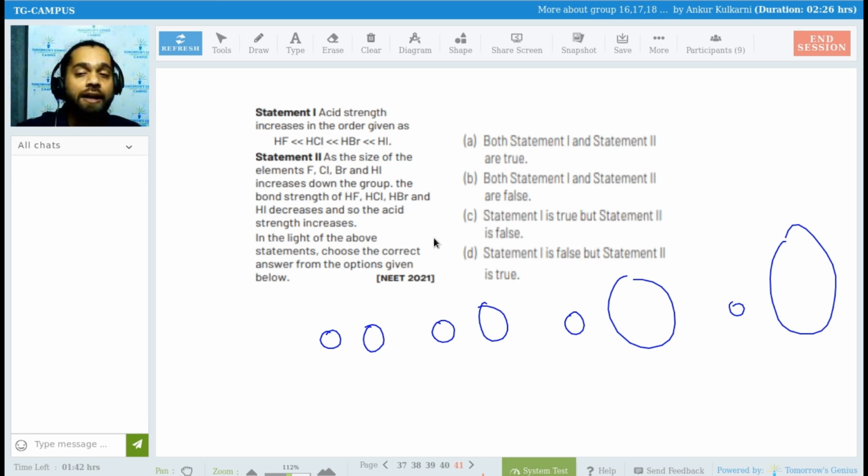Forget about every concept. If the size difference is so much, can H hold the iodine? It cannot hold the iodine. So H will go easily. In HI, the H will go easily due to the difference in size. So obviously the bond strength will be weak over there. Hence, your first is also true. Second is also true, and second is a correct explanation of the first if it was assertion and reason. Is it clear? Come on, give me yes or no.